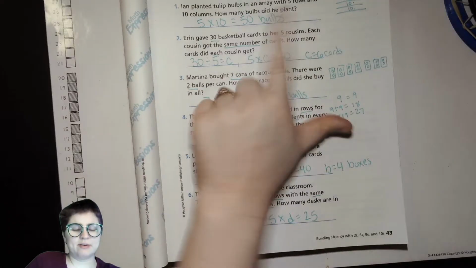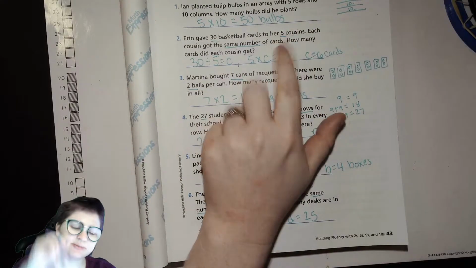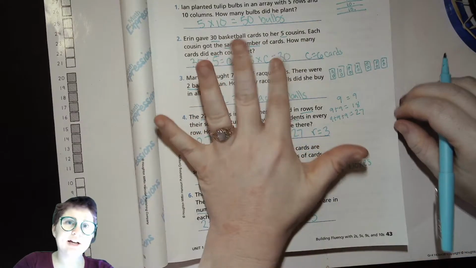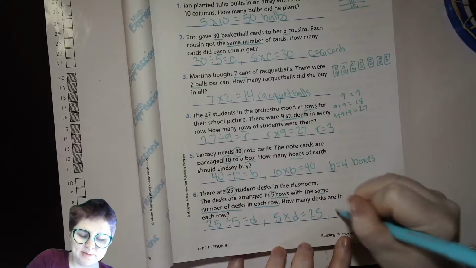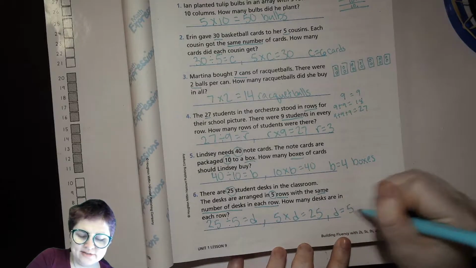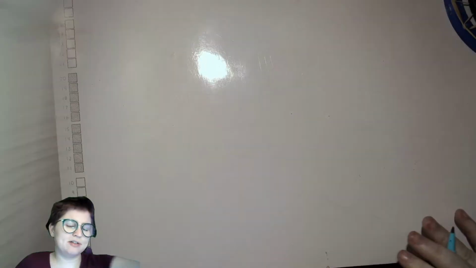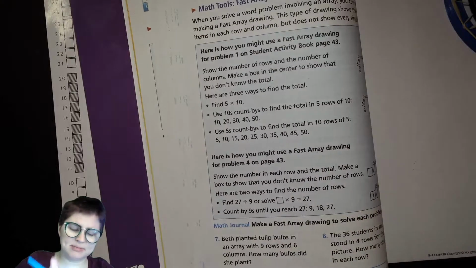1 is 5. 2 is 10. 5 times 3 is 15. 5 times 4 is 20. 5 times 5 is 25. So desks has to be 5 desks. Great, good job. Let's go ahead and flip this over and take a look at this side of the page.